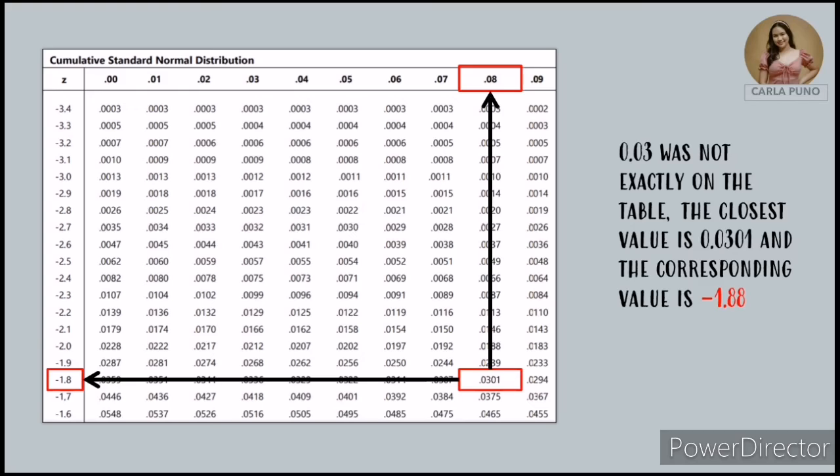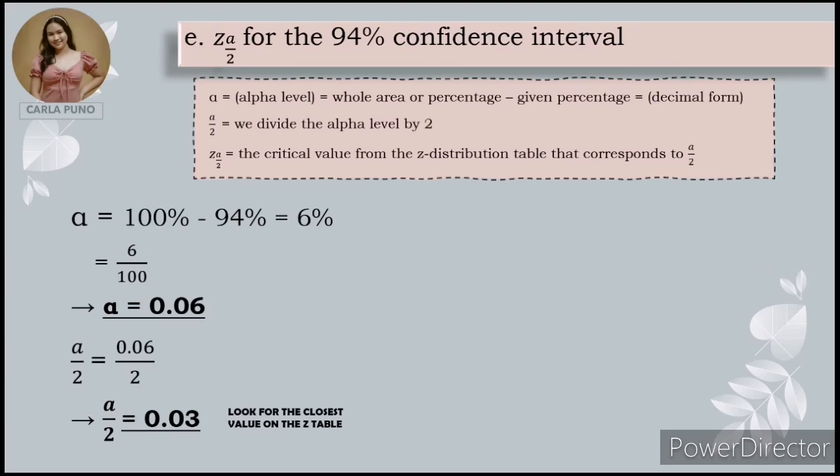0.03 was not exactly on the table, but the closest value is 0.0301 and the corresponding value is negative 1.88. Back on our problem, we have 0.03 and based on our table, the closest value is 0.0301 and its corresponding value is negative 1.88.